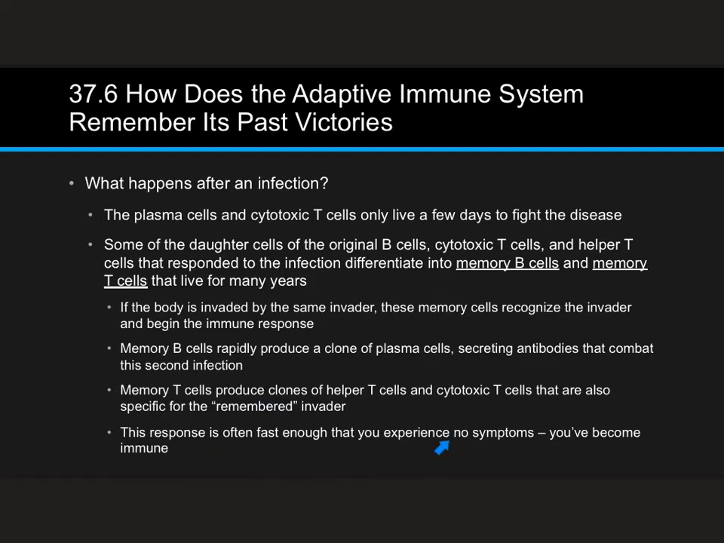This response is often fast enough that you experience no symptoms. This is what happens when you become immune to something. It happens so quickly, it ramps up production very, very fast, and you're immune to experiencing the symptoms of that particular virus, disease, or bacteria of some kind.